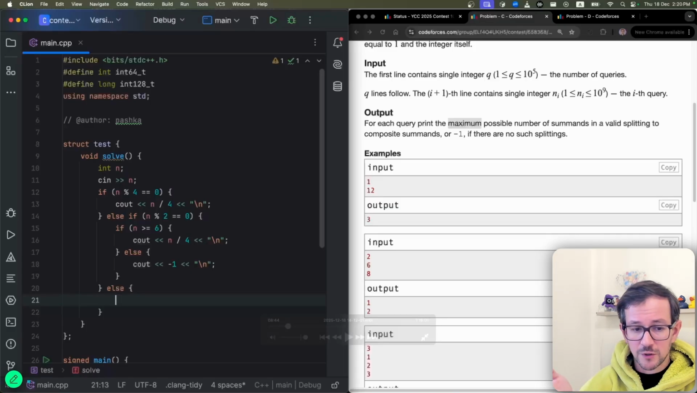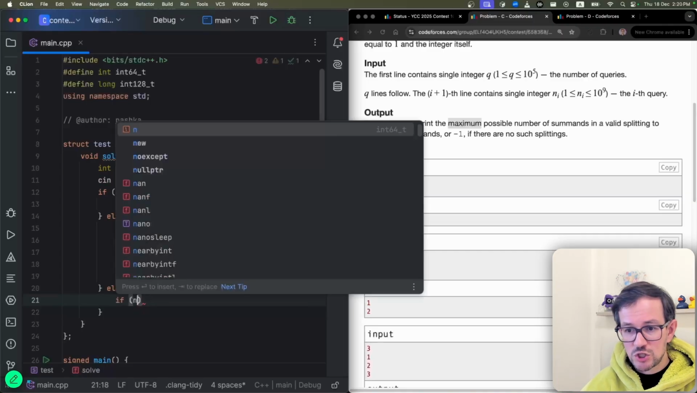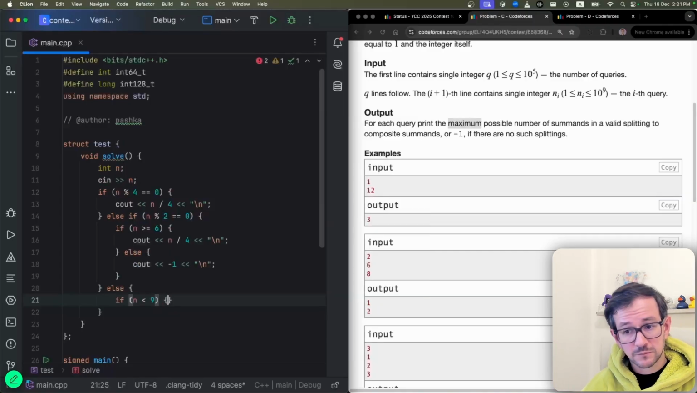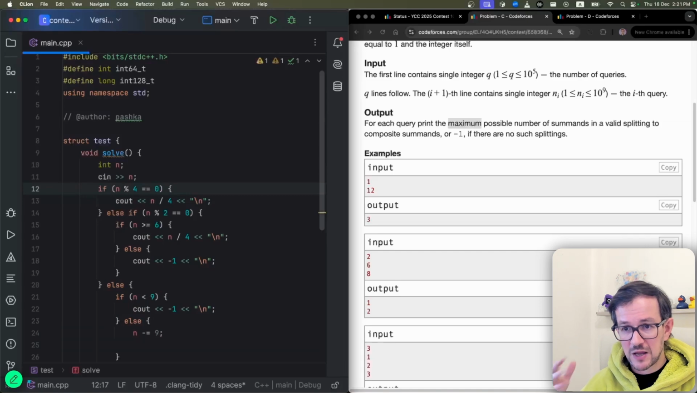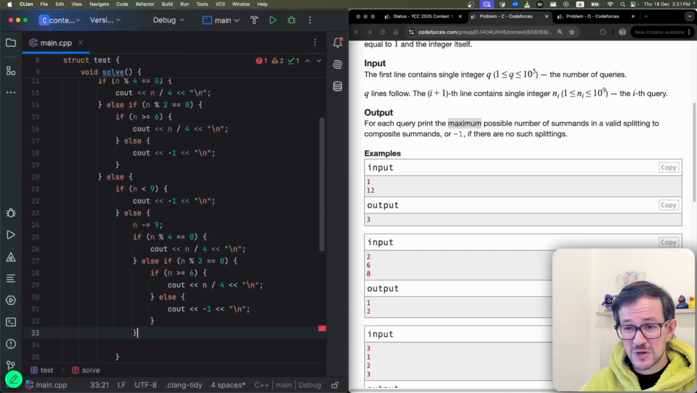So now the number is odd. Now the number is odd, so we need to use number 9. I just check if my number is less than 9. Then it's impossible. And if not, I remove this 9, and then I'm again solving the same case as here. So I decided I just copy this code.